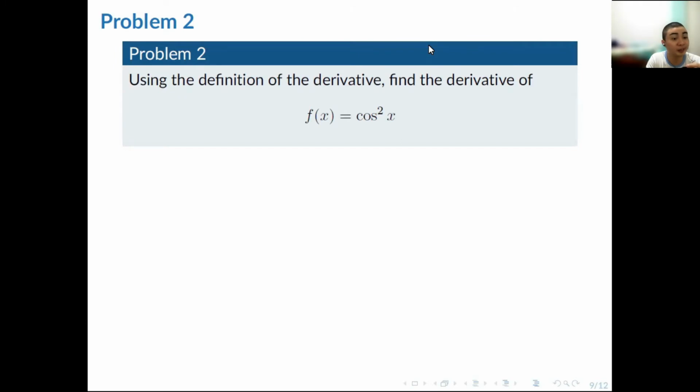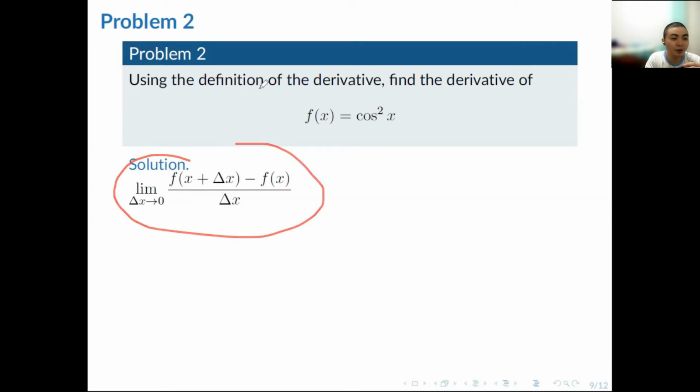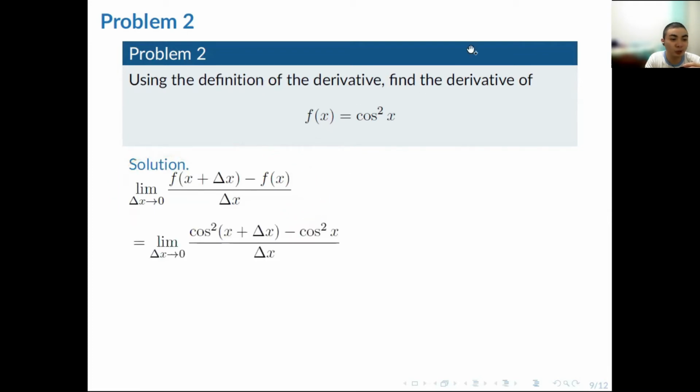And gagamitin natin to find the derivative of this function. So, we have here f of x equals cosine squared x. Ang first step natin, syempre, lalatag lang muna natin yung formula for the derivative according to the definition. So, we have this one. Tapos, i-plug in lang natin si f, which is cosine squared. So, we now have this one, no?